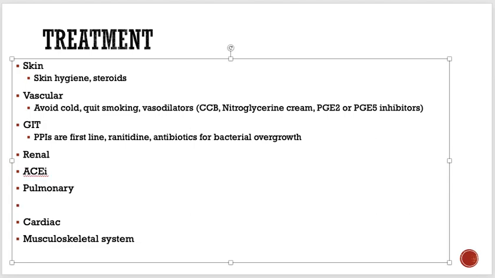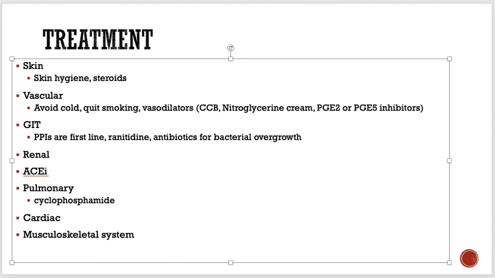Pulmonary disease: if there is interstitial disease, consider giving them cyclophosphamide. But if anyone has pulmonary hypertension, then you all know the treatment of pulmonary hypertension. Basically, we cannot do much, but of course, as when we discussed pulmonary hypertension, we give them bosentan or PDE5 inhibitors and other drugs as well. So simply refer to the treatment of pulmonary hypertension.